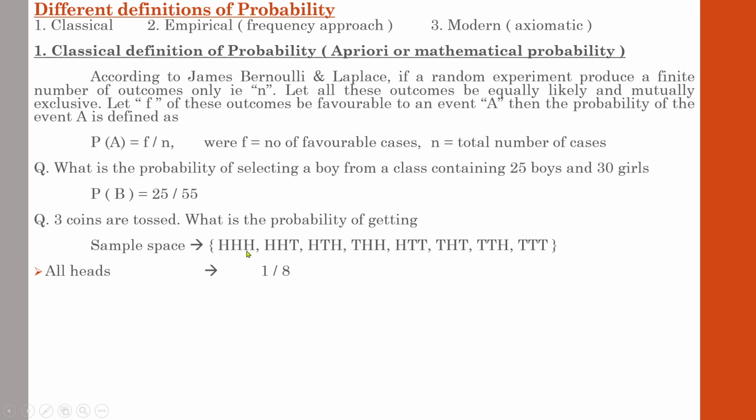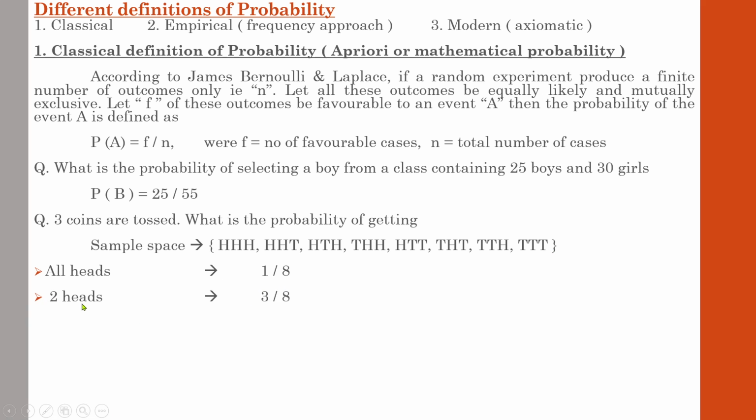So there is only one time we get all three coins as heads. So the probability of getting all heads is 1 by 8. Whenever you come across a question, try to write down the whole sample space for that particular case, then you can easily identify the answer.